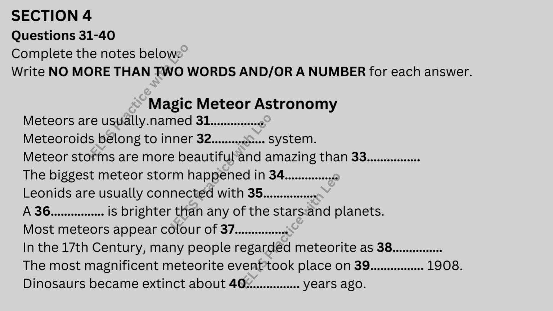Concentrations of material within the swarms may produce better than average displays in some years, with rates of hundreds per hour, and we're treated to a truly amazing display in which thousands of visible meteors can be seen for a brief period. The phenomenon is called meteor storms, which are more magnificent than meteor showers. Aha! That's wonderful! Definitely.